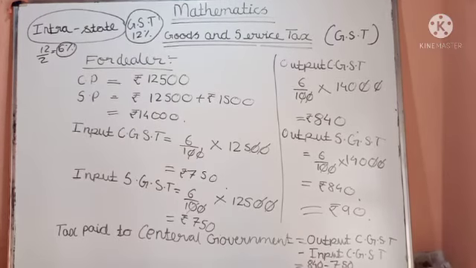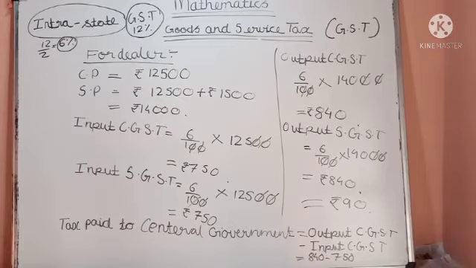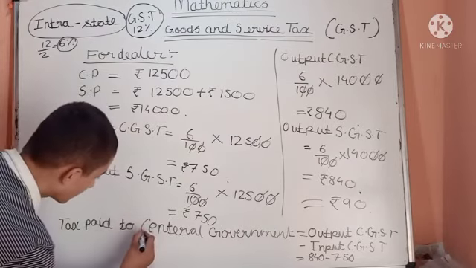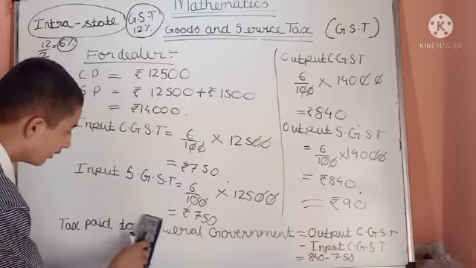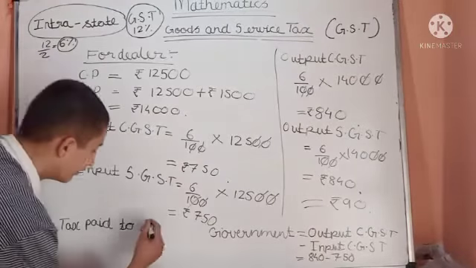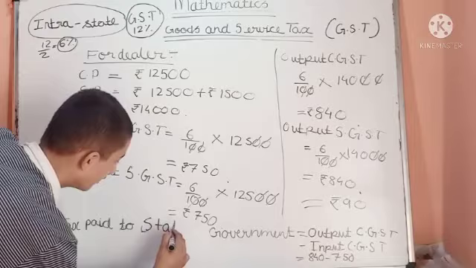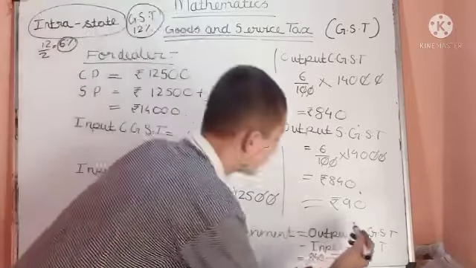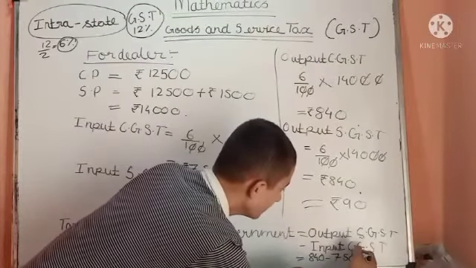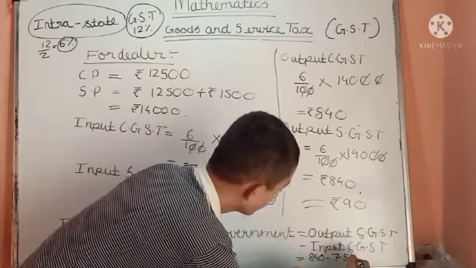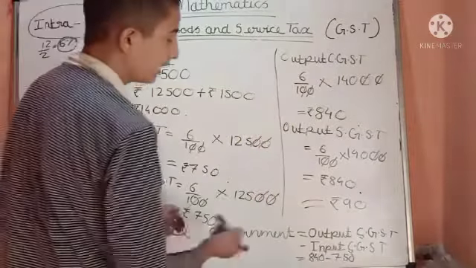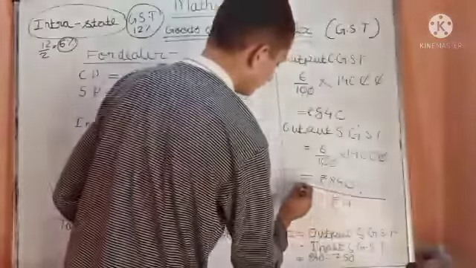And like this you will calculate the tax paid to the state government. See, the tax paid to the state government is output SGST minus input SGST, 840 minus 750. Again it will be rupees 90.